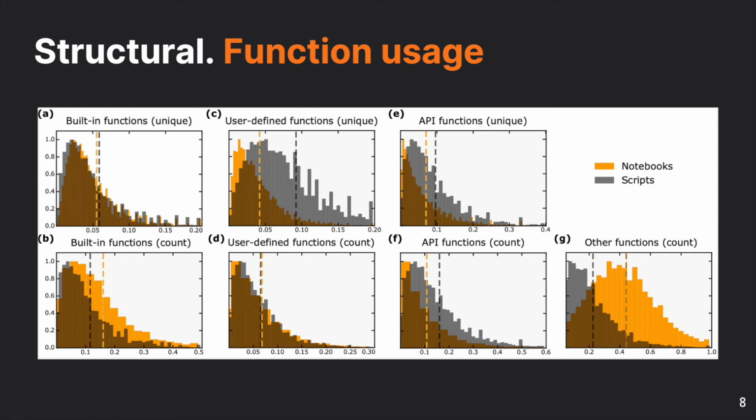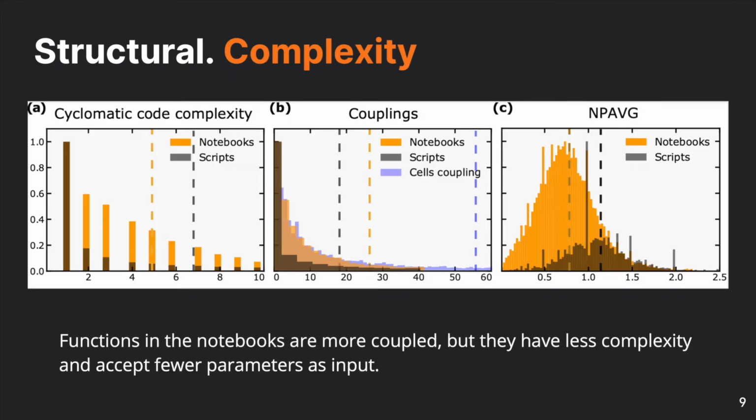It's difficult to describe the results of the complexity metrics in full within the limits of this presentation, but notebooks contain on average less complex code, as evidenced by cyclomatic complexity. However, the relationship of structural elements in notebooks is more complicated than in scripts, so the code in them is more entangled. From our structural results, we can conclude that there is a significant difference in notebooks and scripts.